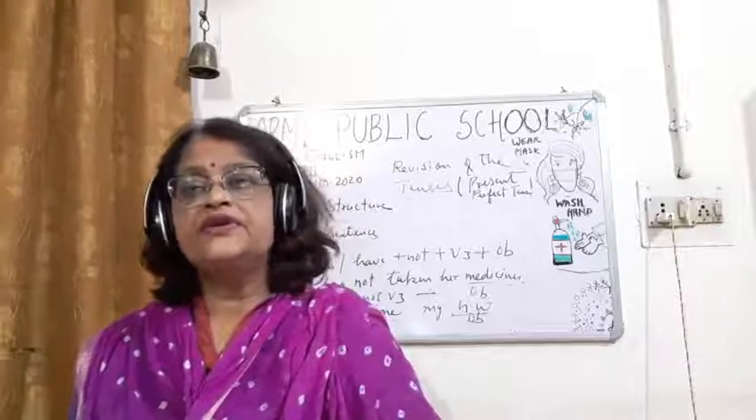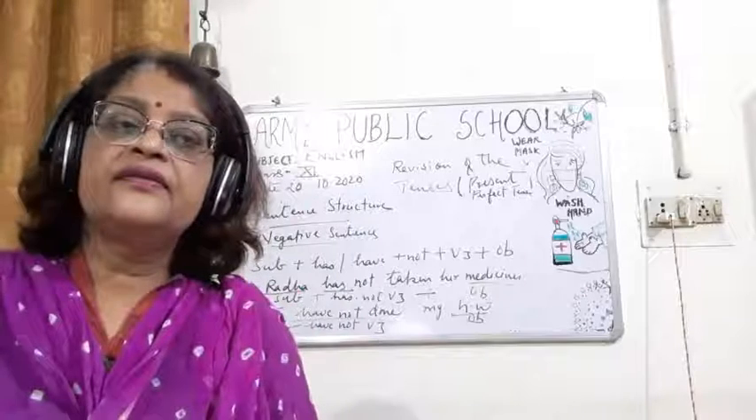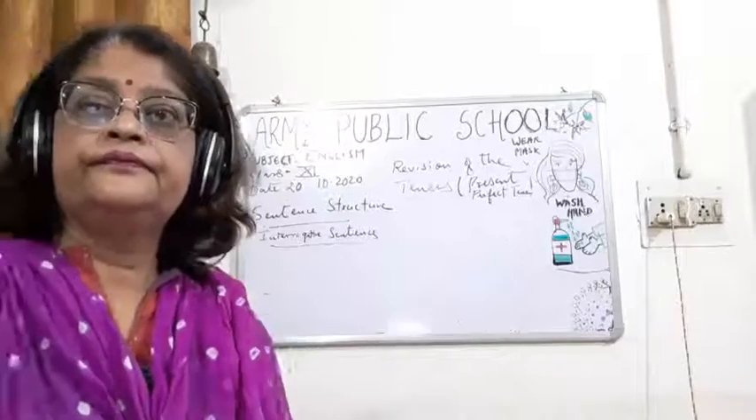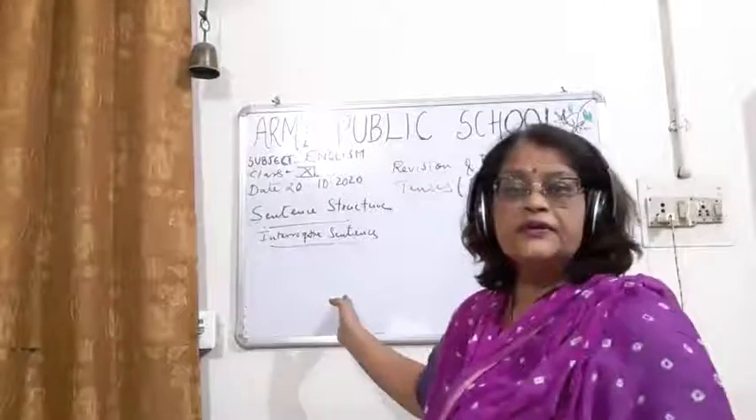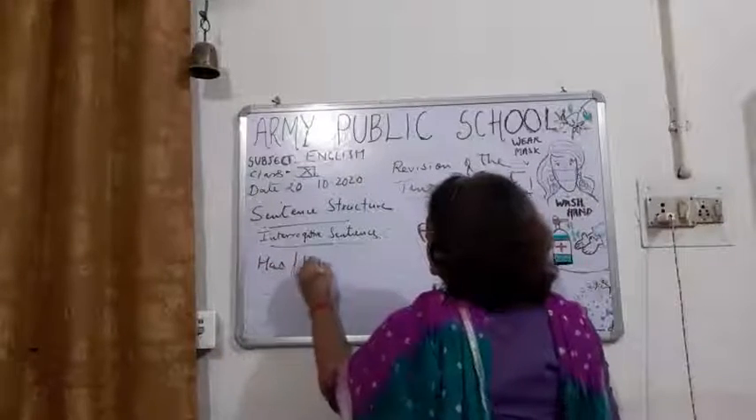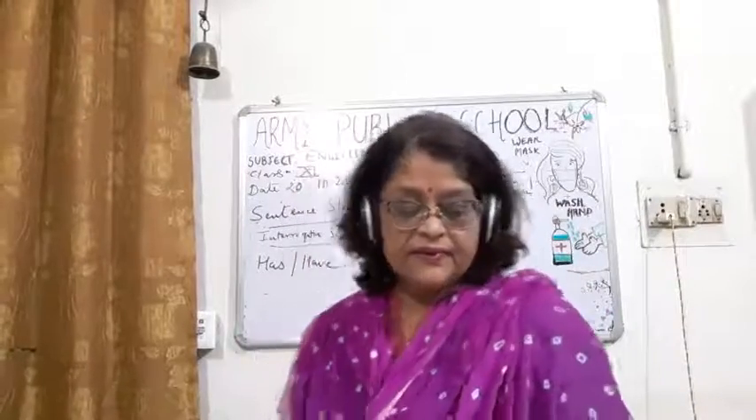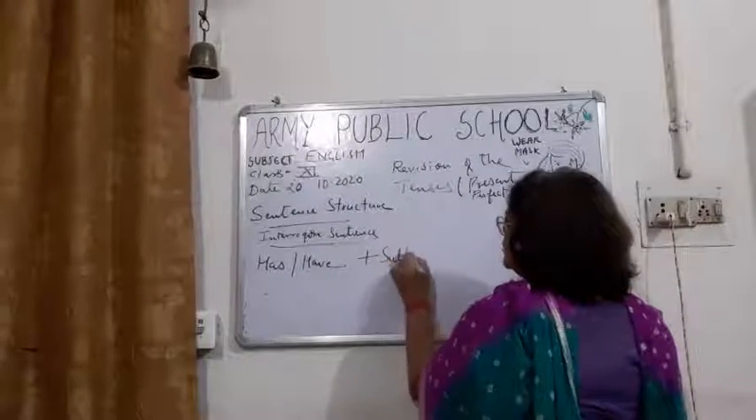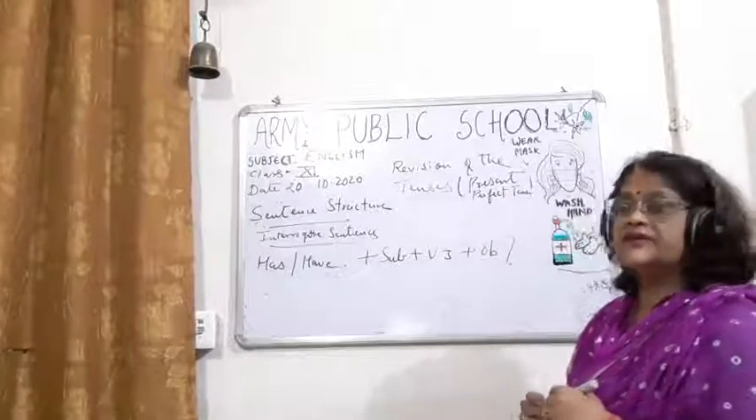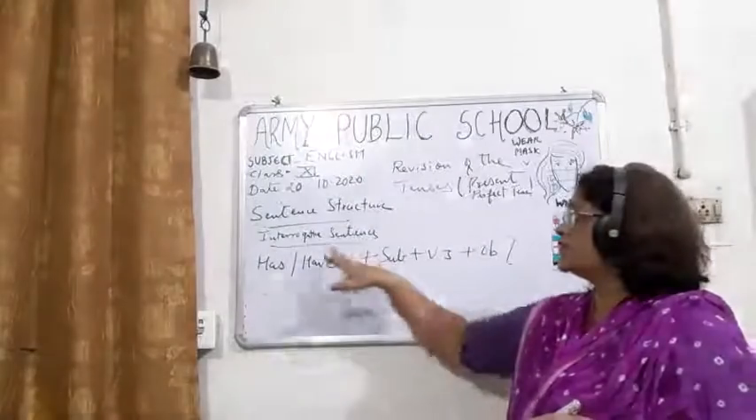Now we will come to the interrogative sentences. Before we take some interrogative sentences, I will write the formula for them. Has/have comes first, because the auxiliary verb comes first and has and have are the auxiliary verbs, plus subject plus V3 plus object, question mark. Why question mark? Because this is an interrogative sentence. So this is the formula for interrogative sentences.